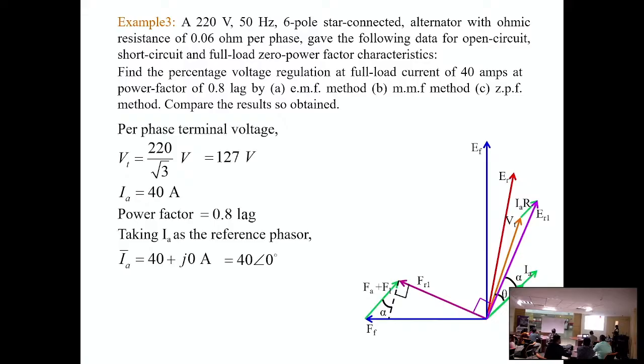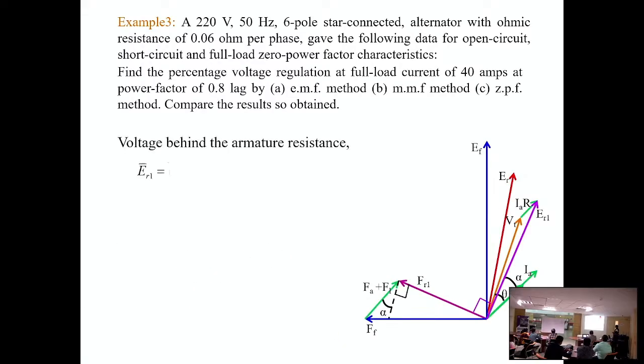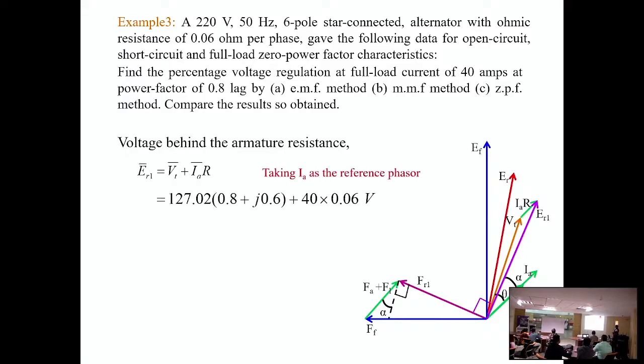Now, taking IA as the reference phasor, this angle will be 0 and the angle of VT will be plus theta, because VT is theta degree ahead of IA. So beta will be 36.87 degree. We have seen this. Taking this, we will calculate the voltage behind the armature resistance, that is ER1. This will give you some value.